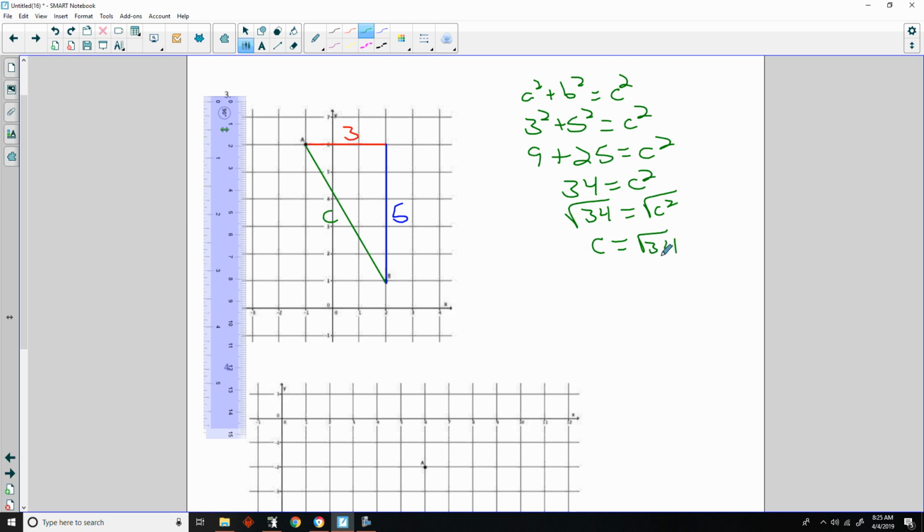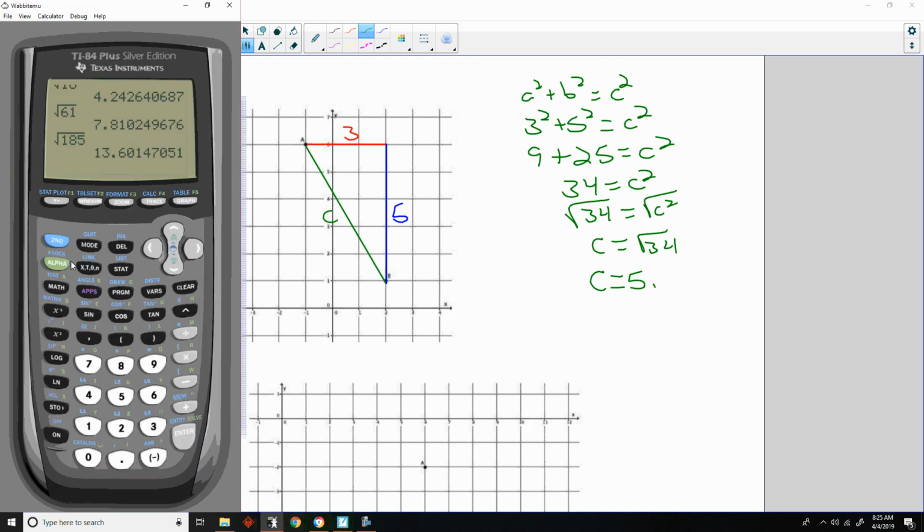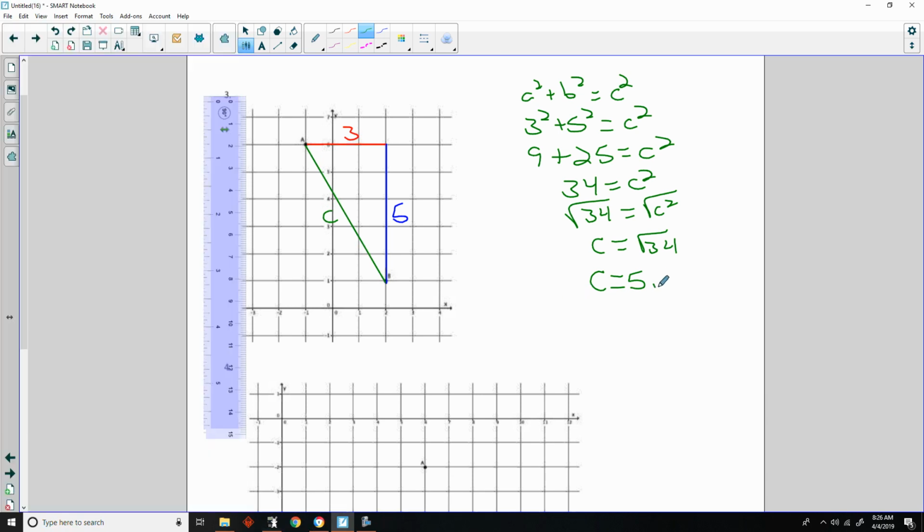And I know that's close to 36, so the answer is going to be close to 6, so I'm going to say C is 5 point something. Get my calculator. The square root of 34 is 5.8 approximately. Now, I've been writing equals, equals, equals, and really I should be writing approximates because we are rounding. C is not equal to 5.8. C is approximately 5.8. And same goes with numbers 1 and 2.